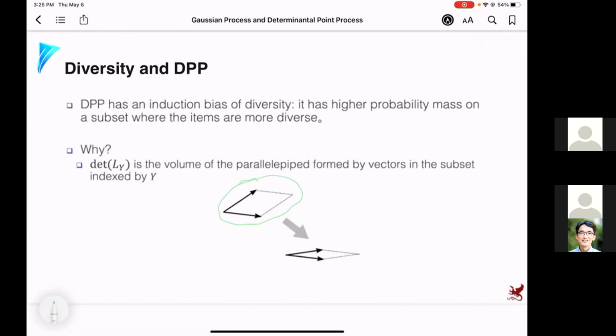If all the items you select are very similar to each other, all pointing in very similar directions, then your total volume will be very small. But if we want to maximize diversity, we want to select the ones that are different from each other. We want our subset to capture different perspectives of the whole set. Then for a subset with very different items, we will assign it a higher probability because the determinant will be bigger.